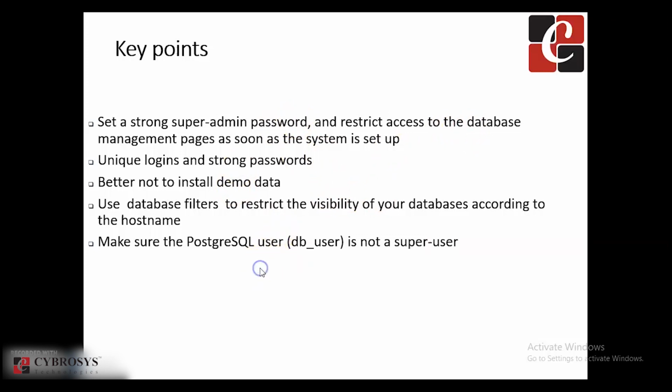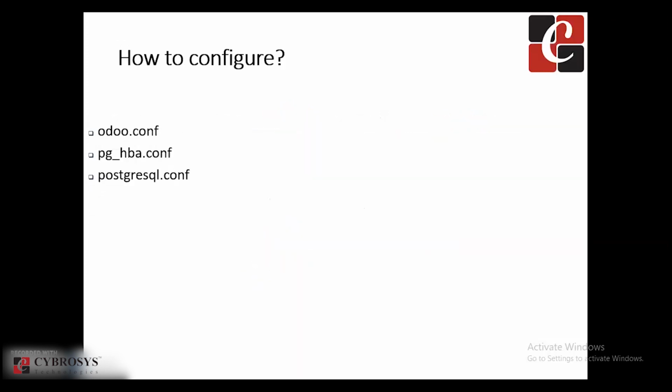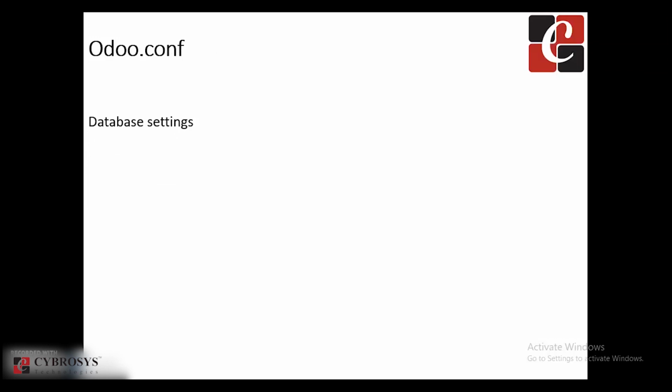Now let us move to the configuration: how to configure in order to secure our database. For that we need to take the case of 3 configuration files: the Odoo configuration file, then pg_hba, then PostgreSQL. First of all, let us see the Odoo configuration file. In that we need to make some database settings. Let us see what happens inside this Odoo configuration file.